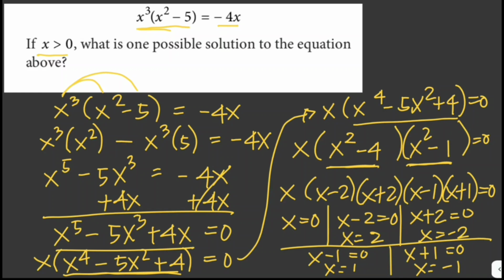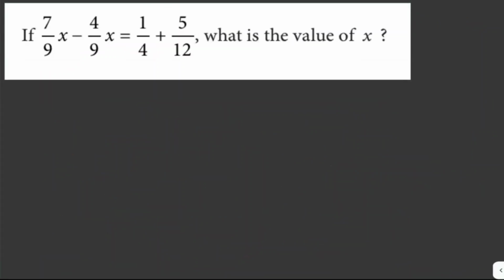So among the solutions here, we got 5 values for our x. We have x equals 0, x equals negative 2, x equals 2, x equals 1, x equals negative 1. It says here if x is greater than 0, therefore the value of x could either be 1 or 2. So our answer is either 1 or 2.